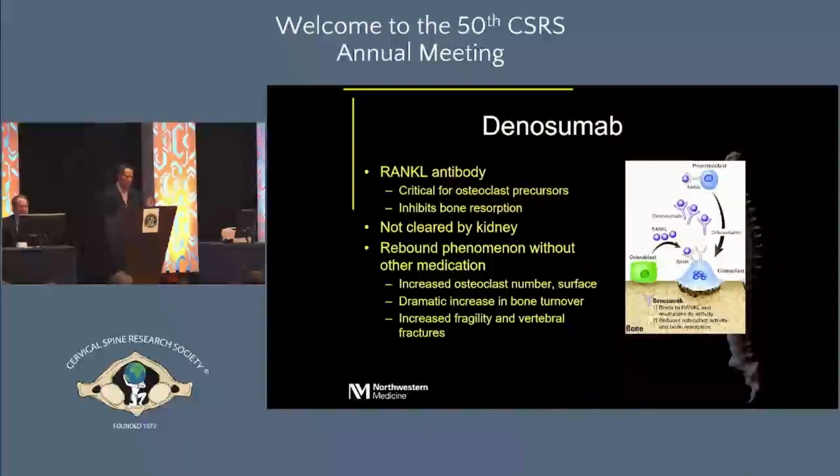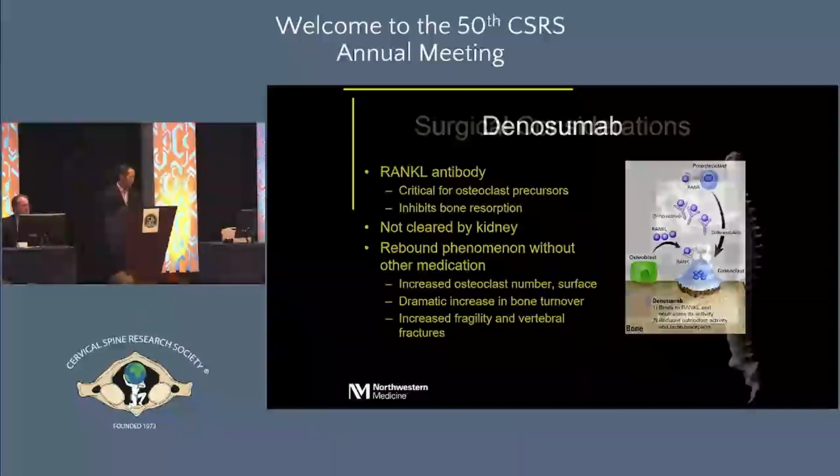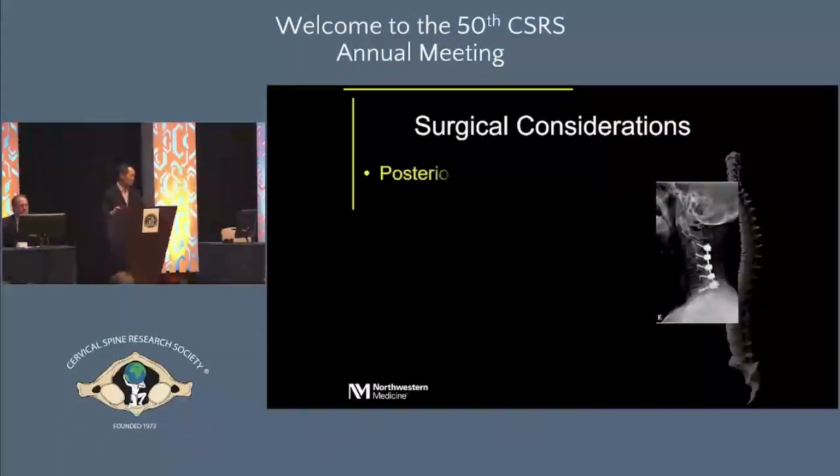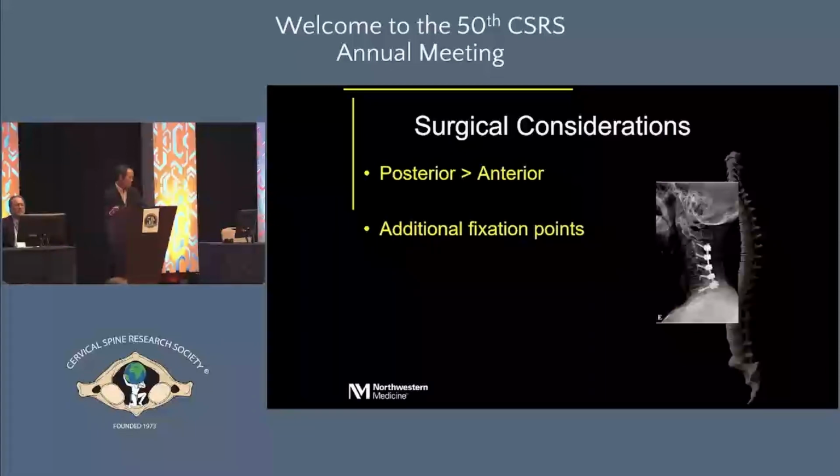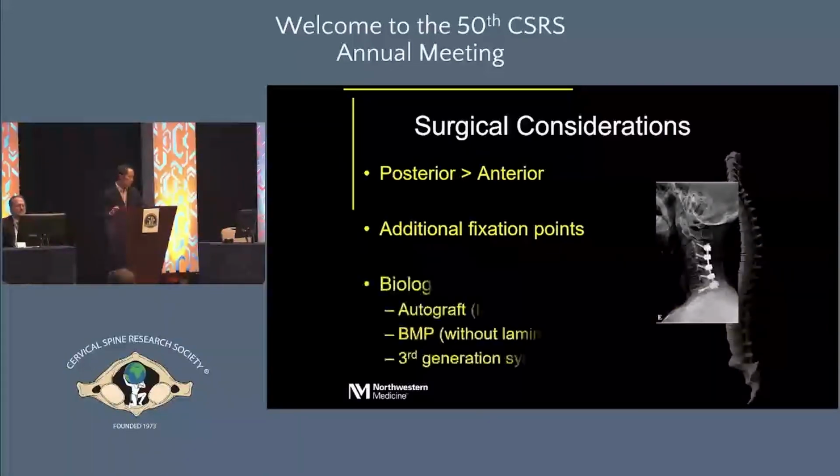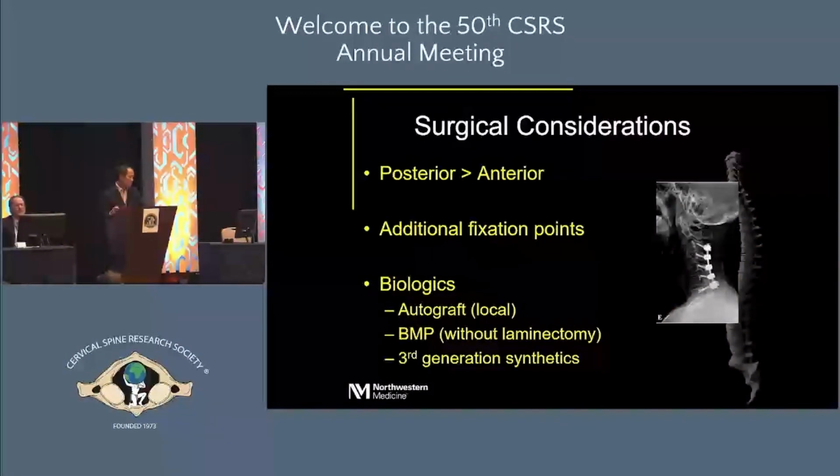So patients who are on this drug for a while and then suddenly stop it will have a dramatic increase in bone turnover and then are at increased risk for fragility and vertebral fractures thereafter. From a surgical consideration standpoint, there are a couple of things that I think about in an osteoporotic patient, including more likely to go posterior than anterior, additional fixation points, so a longer fusion, a longer construct. And from a biologic standpoint, many times when we have a local autograft, that's enough, even in an osteoporotic patient.